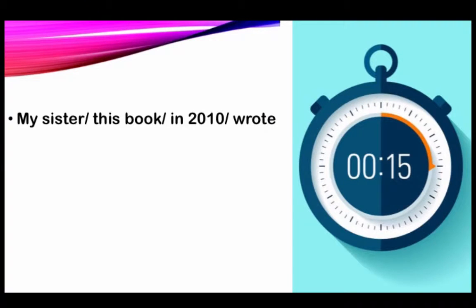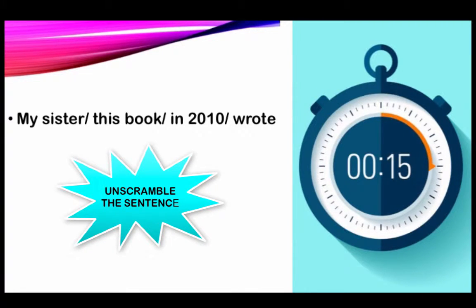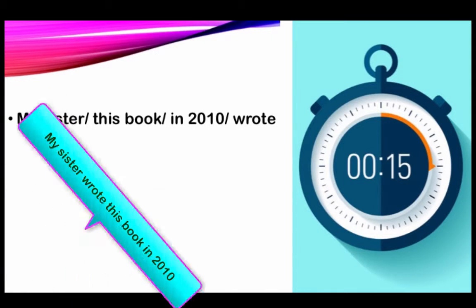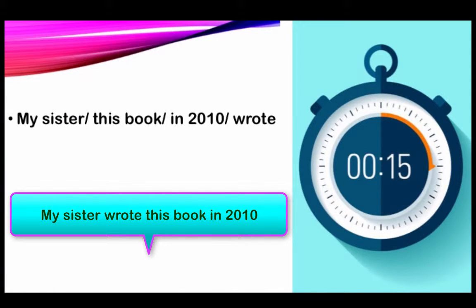I have this scrambled sentence for you. My sister, this book, in 2010, wrote. Can you try to unscramble the sentence and make sense of it? I will give you 15 seconds. Great. So we came up with, my sister wrote this book in 2010.